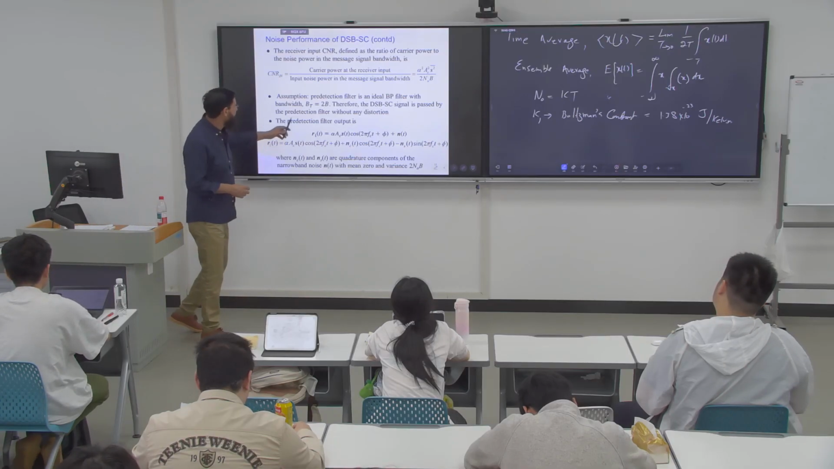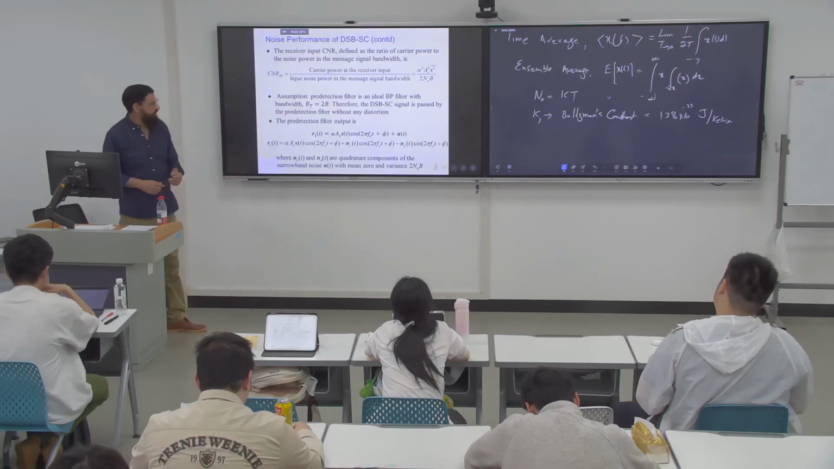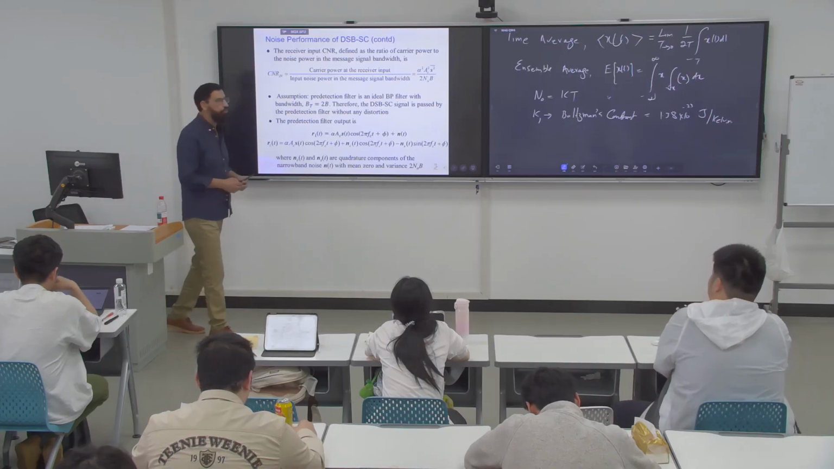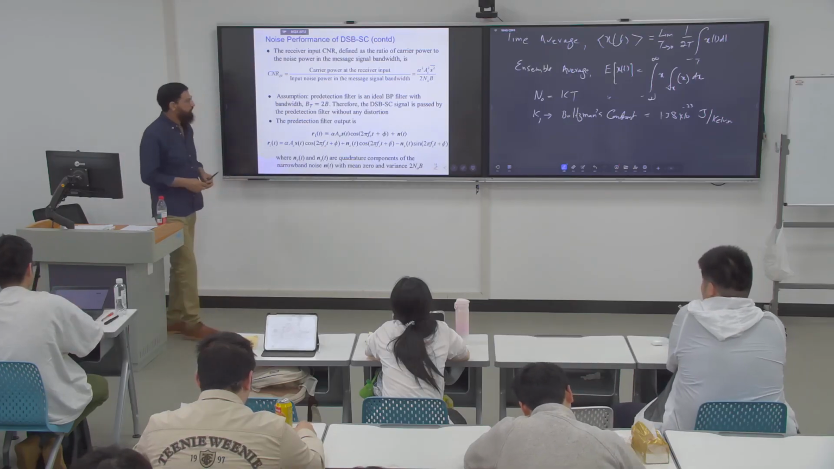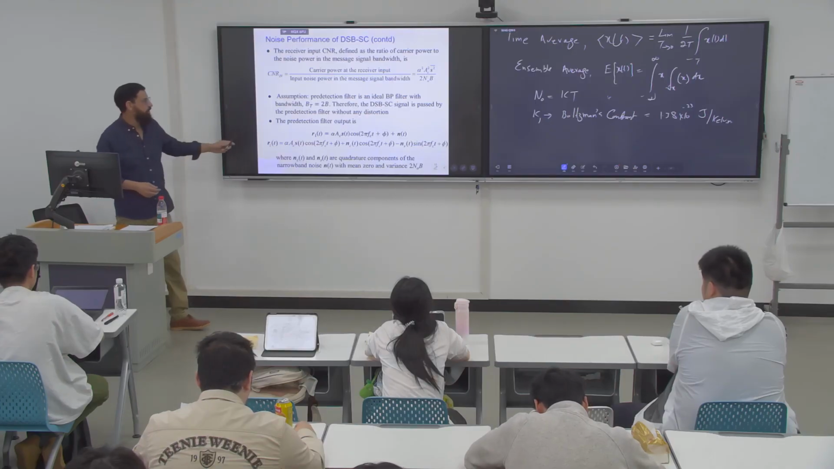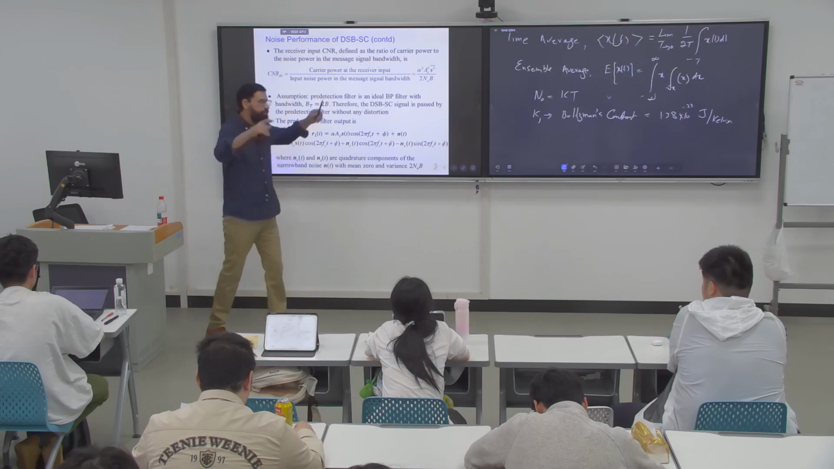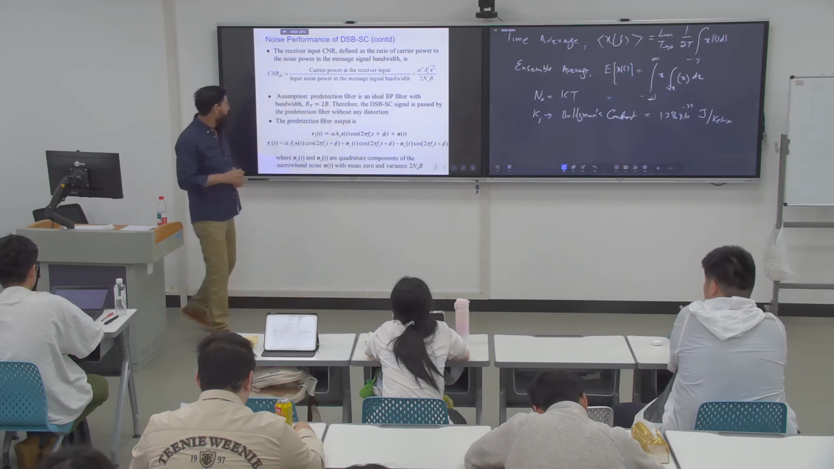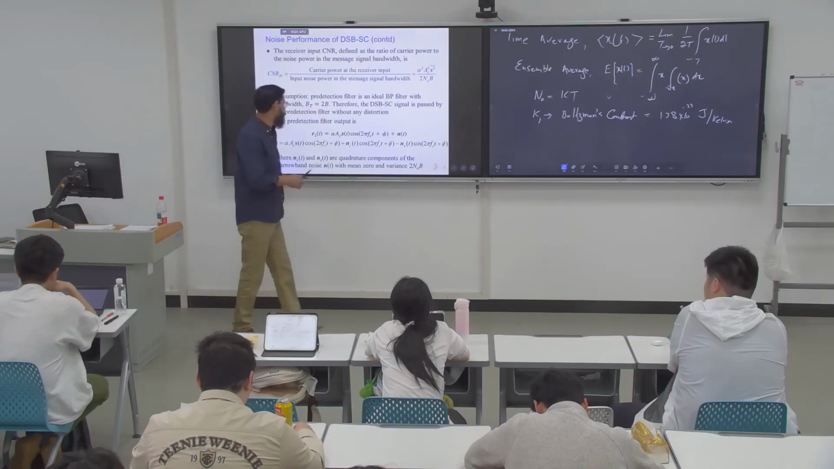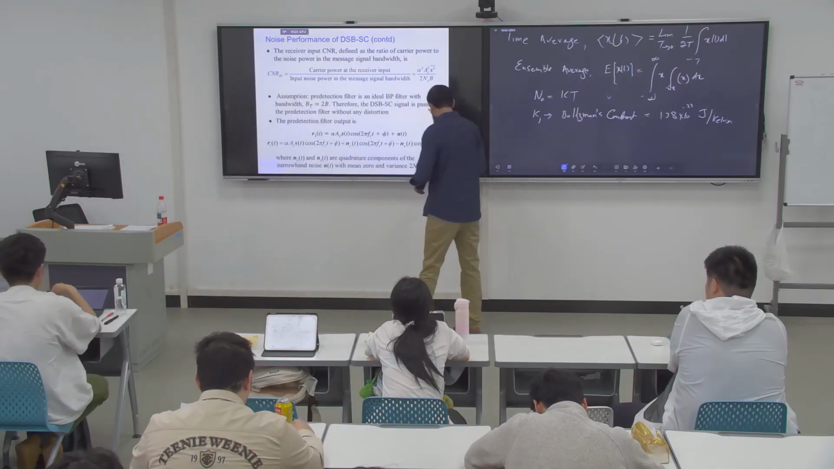What are the assumptions? The pre-detection filter is an ideal band pass filter. What is the bandwidth of that? 2B. Therefore, the double sideband suppressed carrier signal is passed by the pre-detection filter without any distortion if the bandwidth is 2B. So now the pre-detection filter output r1 is equal to this here.